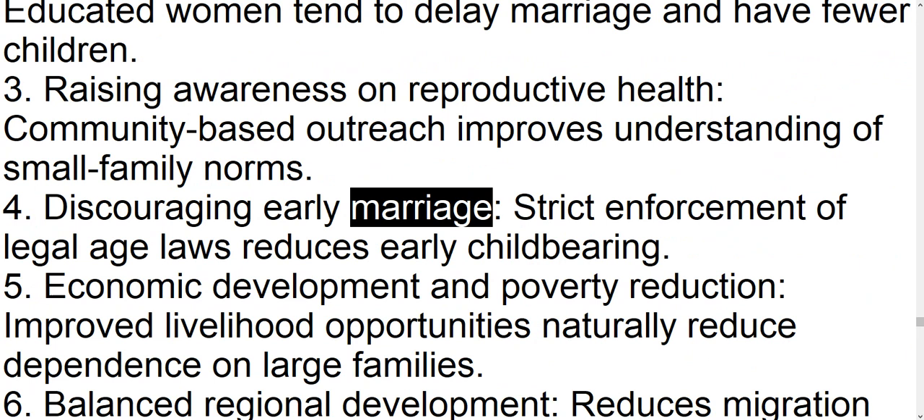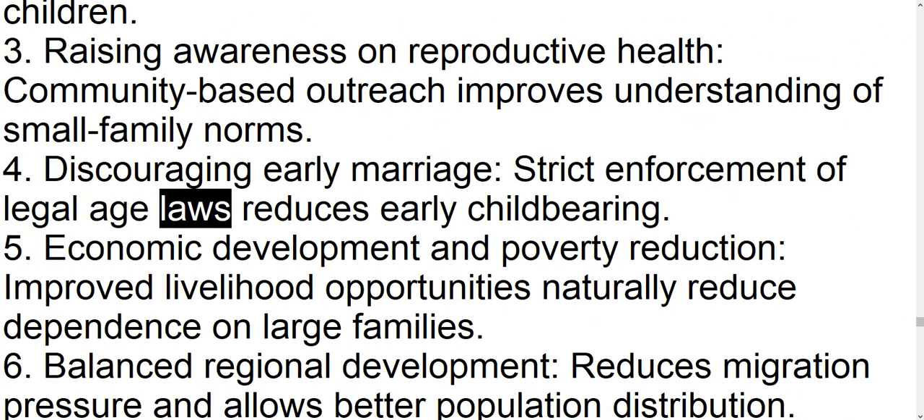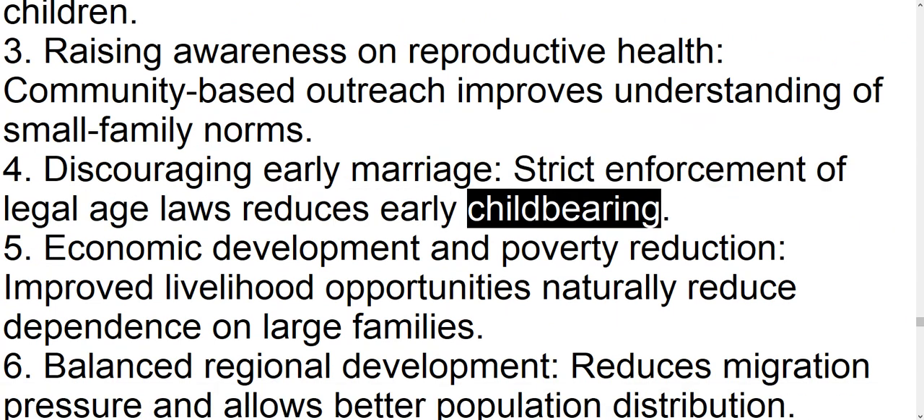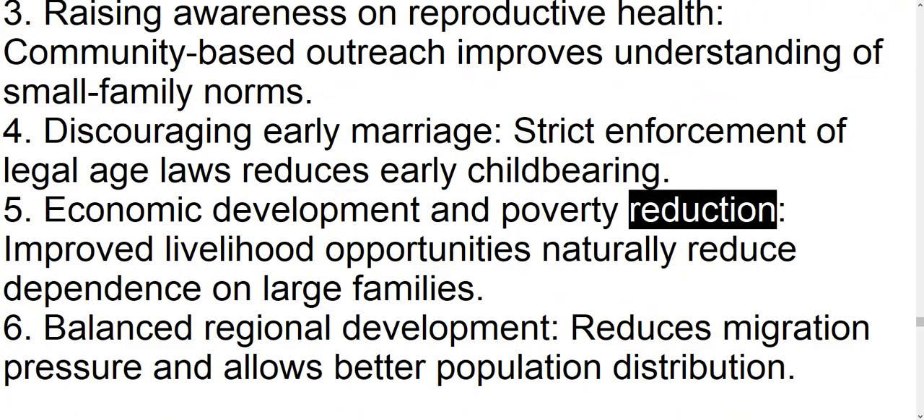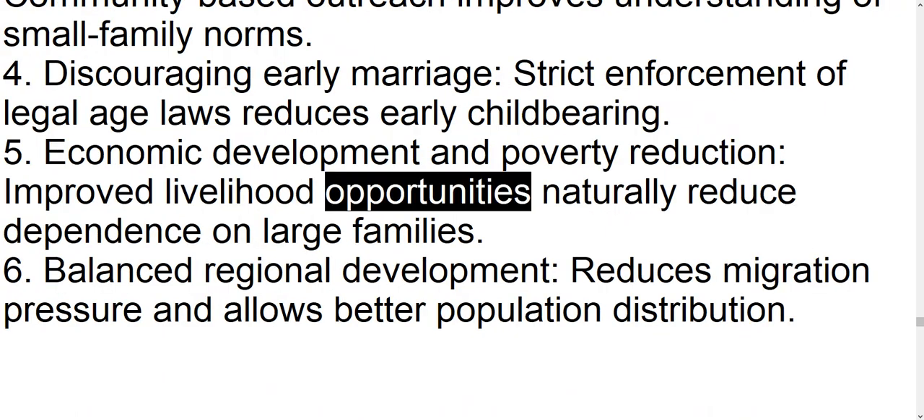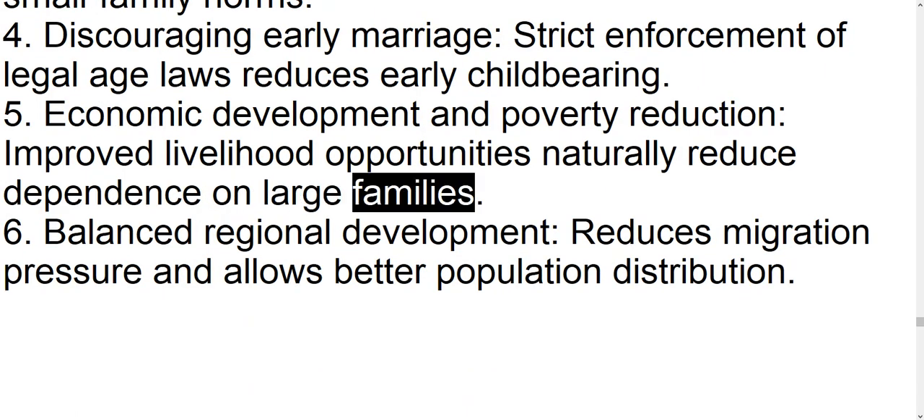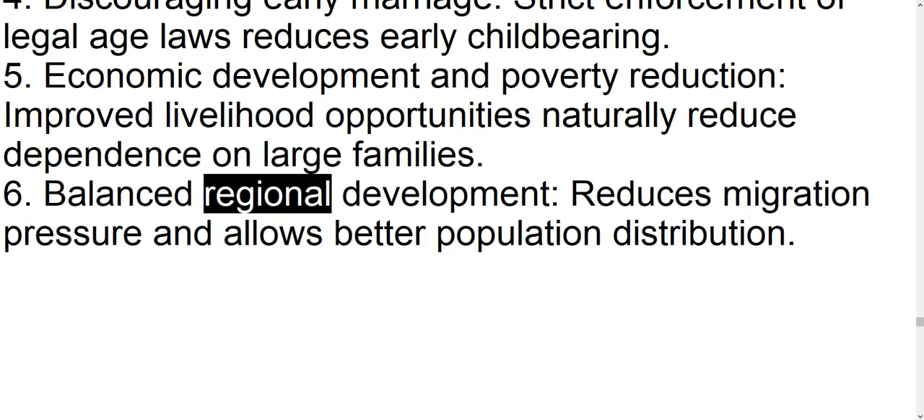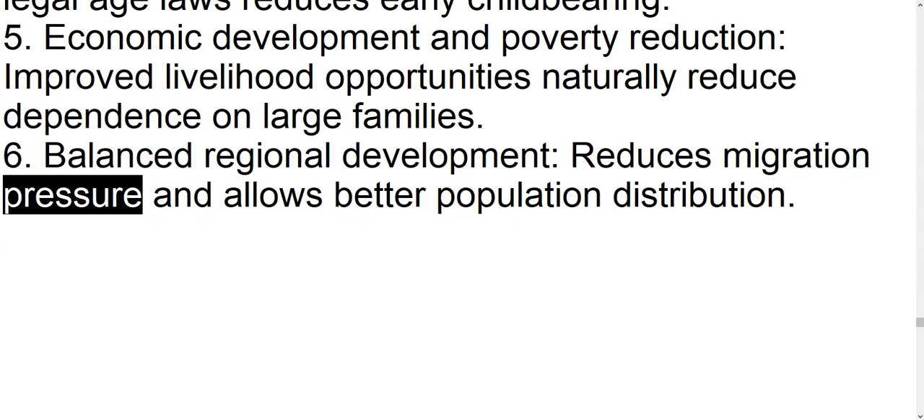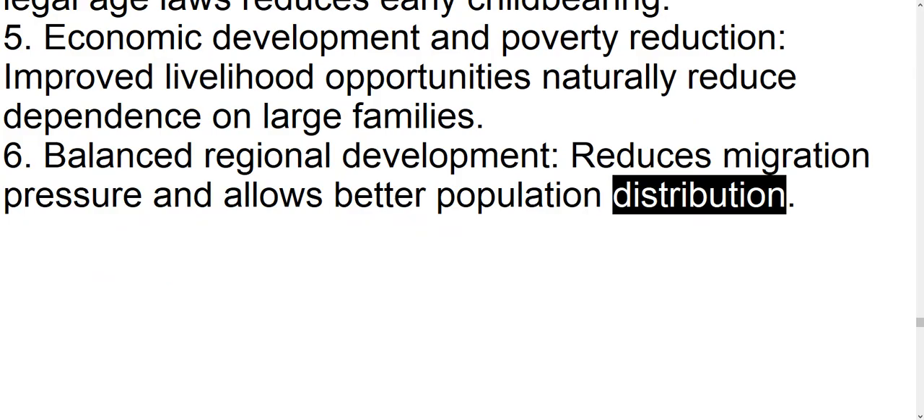4. Discouraging early marriage. Strict enforcement of legal age laws reduces early childbearing. 5. Economic development and poverty reduction. Improved livelihood opportunities naturally reduce dependence on large families. 6. Balanced regional development. Reduces migration pressure and allows better population distribution.